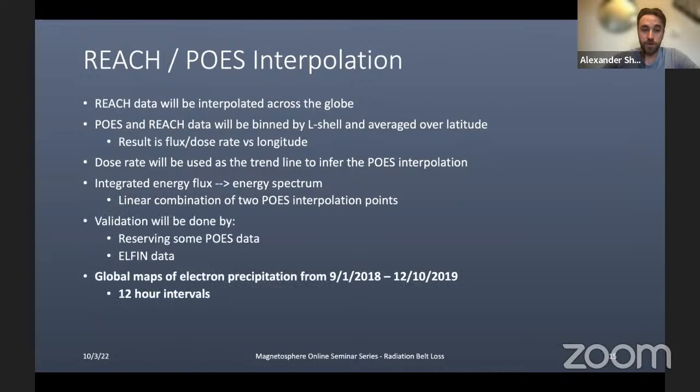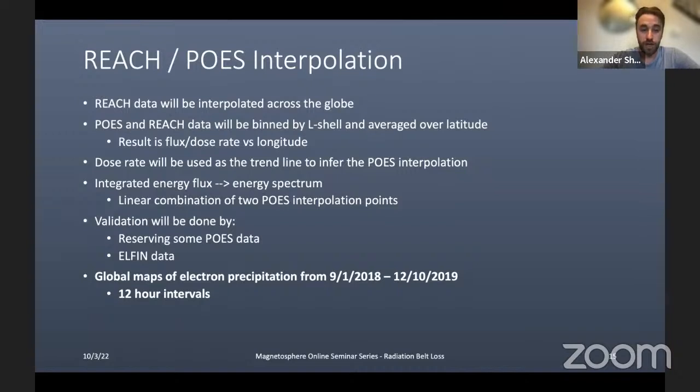We'll do some validation. We have two methods we want to do this with. One is to use ALFN data. However, ALFN is at, I believe, 500 kilometers. So there will be some necessary shifting, modeling of the distribution down to ALFN altitudes. And another validation we can do is similar to Gonzalo, is reserving some of the POES data set as a test set to then compare our interpolation to the actual data observed there.